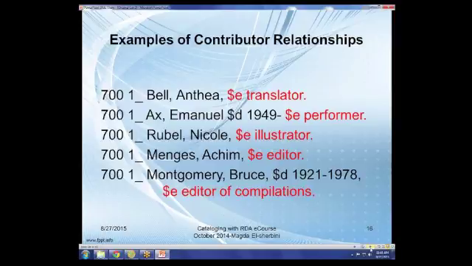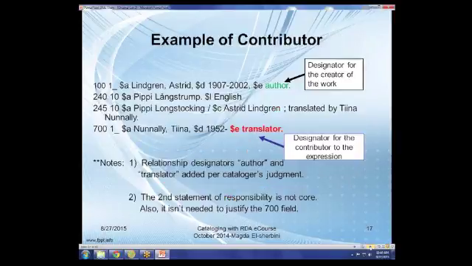So I'm not going to get too much further into that. You are not required to add these terms to records that lack them. If you see them, though, you should be aware of what they are and what they're for, and know that you can, if necessary, use them.